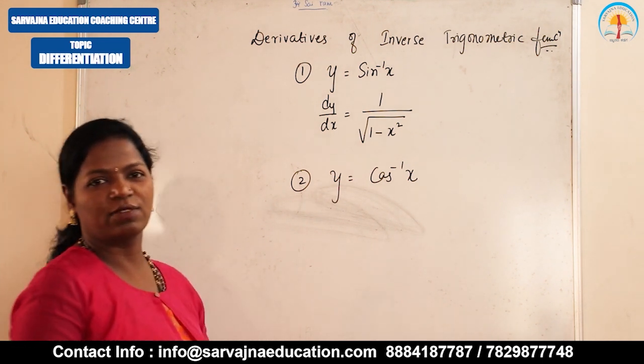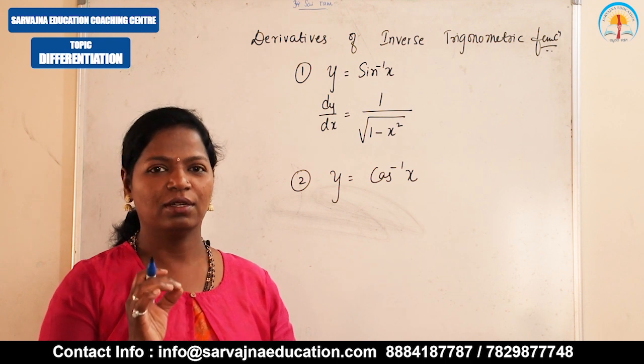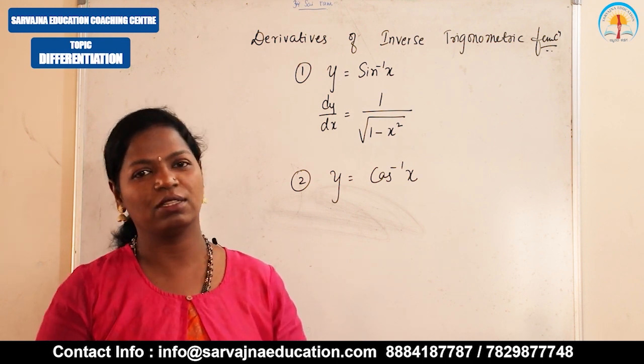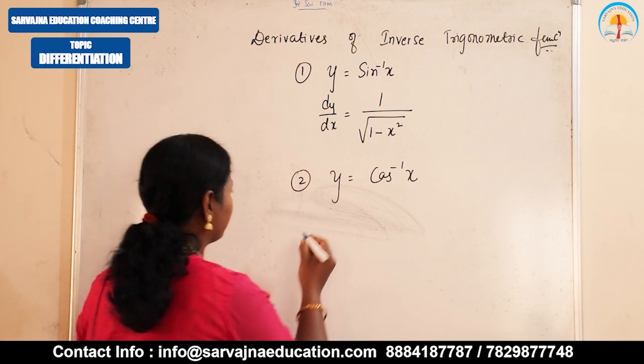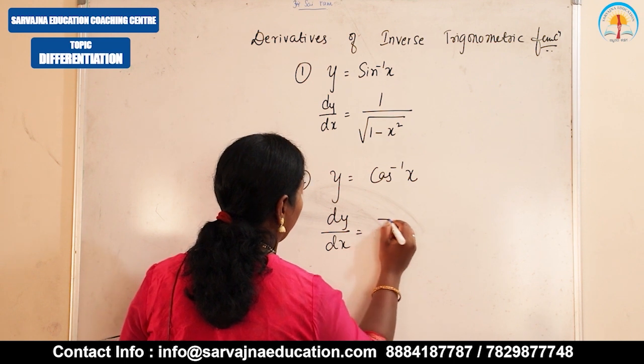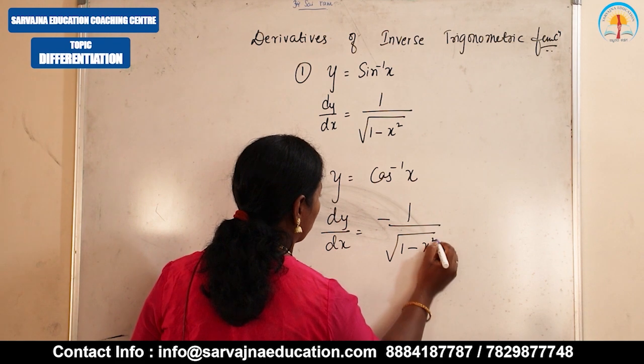Differentiation of cos inverse x is the same as sine inverse x, but the only difference is the negative symbol. We'll get the negative symbol in the cos inverse x. dy by dx is equal to minus 1 by root 1 minus x square.